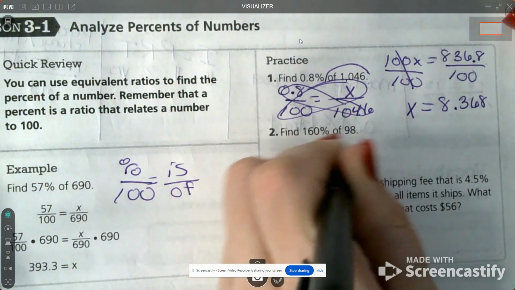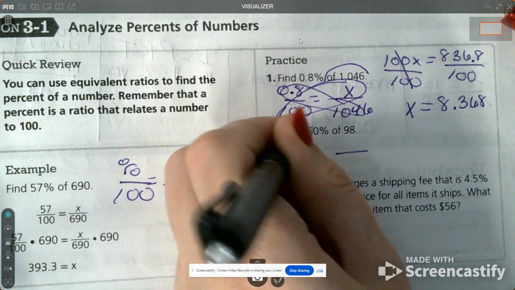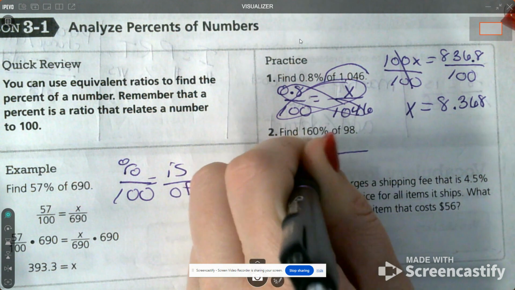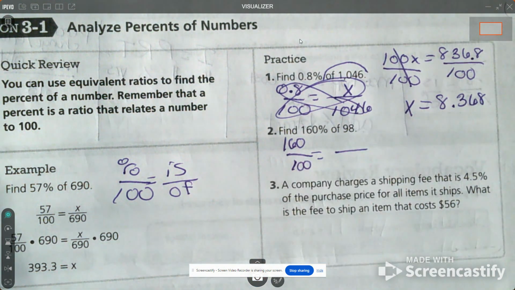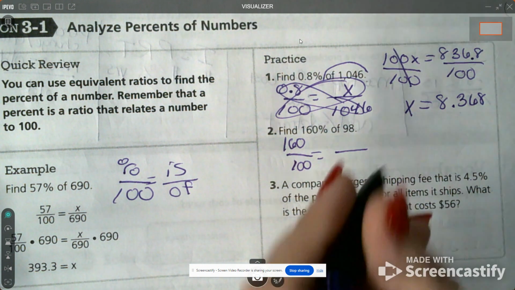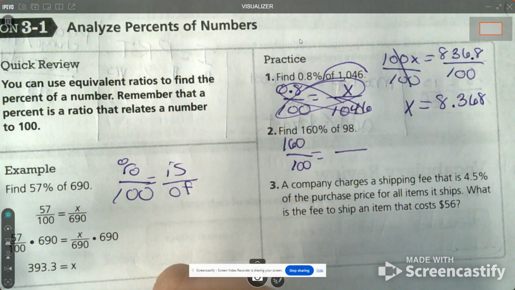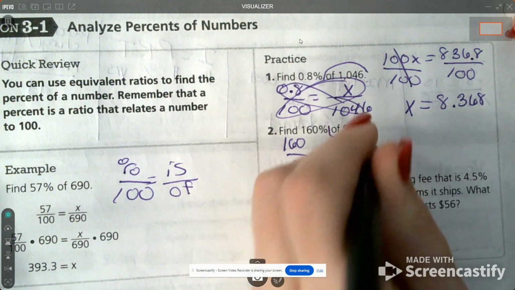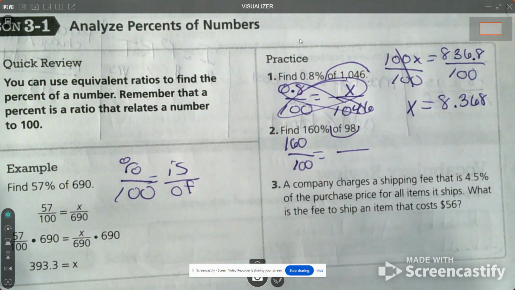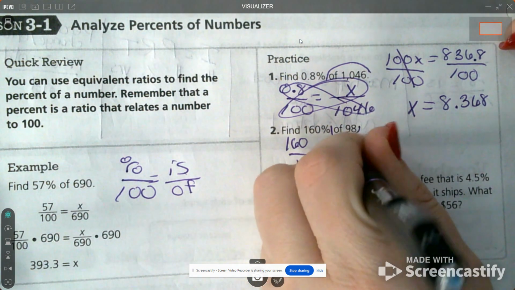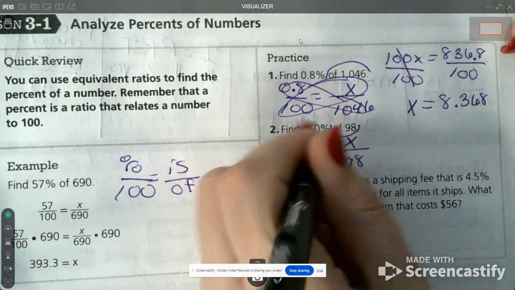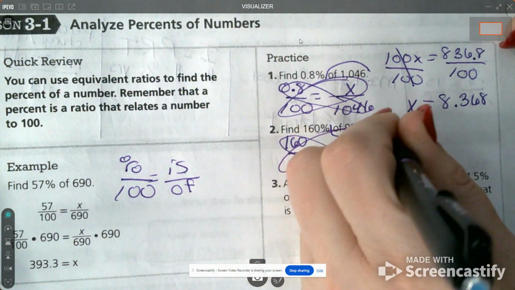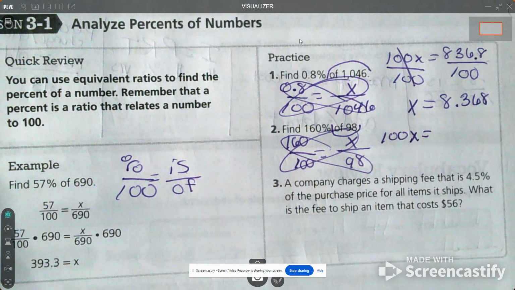On this next one, you set it up the exact same way. 160 goes on the top of 100. Where does 98 go? Would 98 go on the top or bottom, Sadie? It's of 98. So where does 98 go? The bottom. That means x goes on top, and you cross multiply, giving you 100x is equal to what? What is 160 times 98?